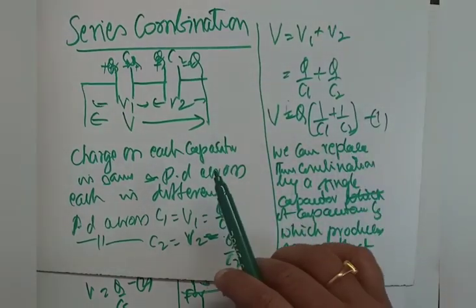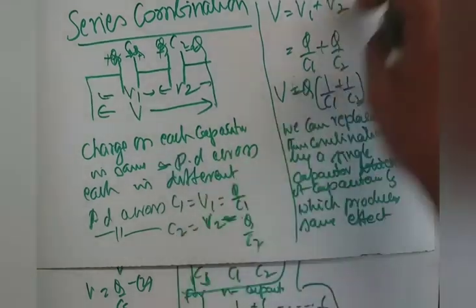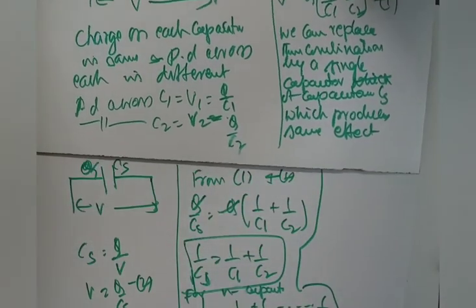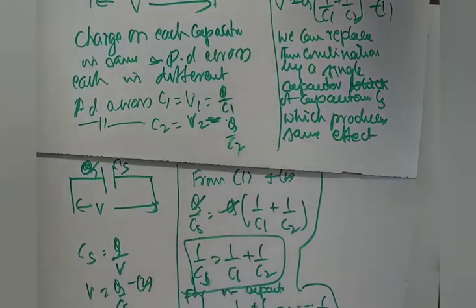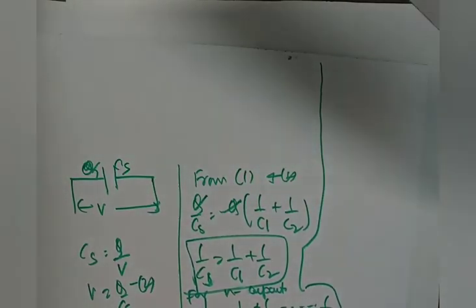From 1 and 2, from equation 1, Q into 1 by C1 plus 1 by C2 and Q by CS, if we equate them, Q by CS equals Q into 1 by C1 plus 1 by C2. 1 by CS equals 1 by C1 plus 1 by C2. For n capacitors, it is similar: 1 by C1 plus 1 by C2, etc., 1 by Cn. Now with these things, we learned two special things regarding the series combination, which we may use in solving the numericals.